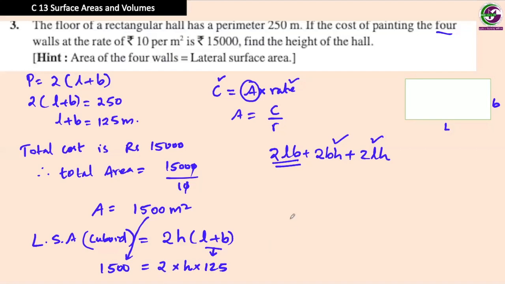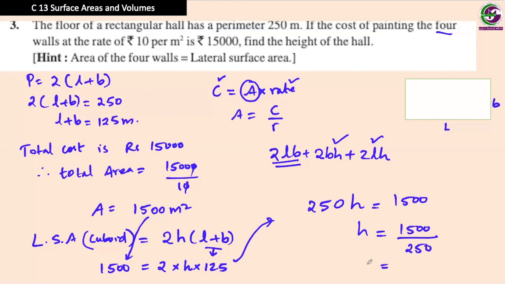So we can rewrite in the form: 2 times 125 is 250, times H is equal to 1,500, or H is equal to 1,500 divided by 250, which is equal to 6, and the unit will be meters because all of them are in meter. The question was, what is the height of the room? So the height of the room is 6 meters.